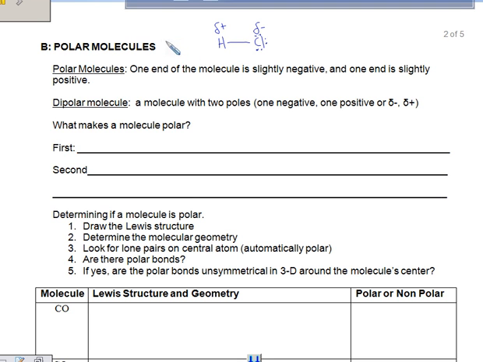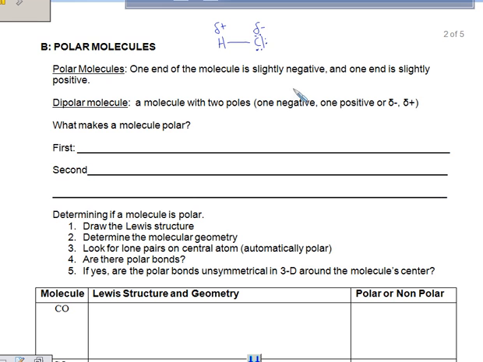We're going to discuss polar molecules now, and I have this example drawn up here, the HCl molecule, where hydrogen has a partial positive charge and chlorine has a partial negative charge because the electrons are being drawn down towards the chlorine end of the molecule. For polar molecules, one end of the molecule is slightly negative and the other end is slightly positive. It has been polarized. A dipolar molecule is a molecule with two poles, one negative and one positive, or that's the delta plus, that's the delta negative, that's the delta plus.